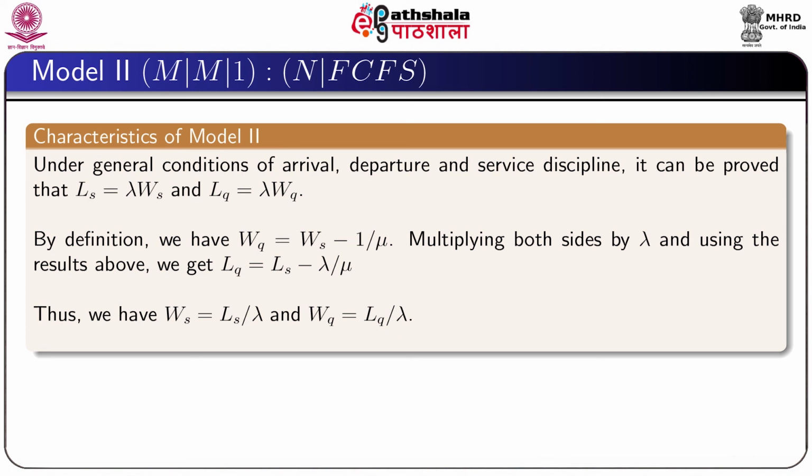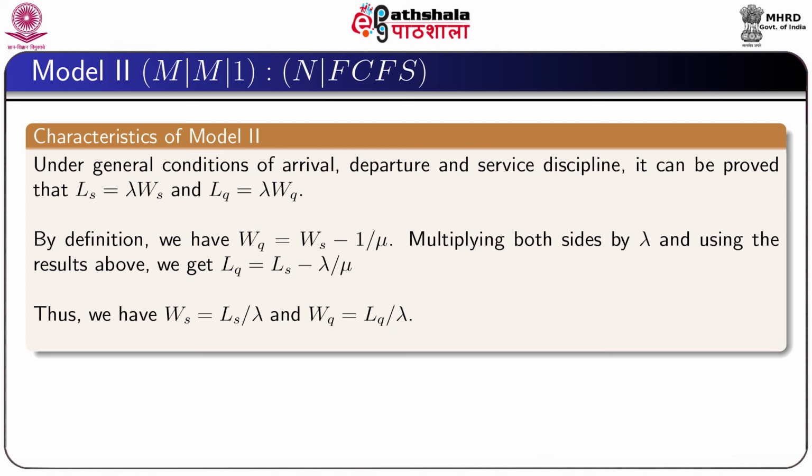Under general conditions of arrival, departure and service discipline, it can be proved that L s equal to lambda W s and L q equal to lambda W q, which are known as Little's formula. And then by definition, we have W q equal to W s minus 1 by mu. W q is the expected waiting time in Q and W s is the expected waiting time in the system. So, expected waiting time in the Q is equal to expected waiting time in the system minus service time.